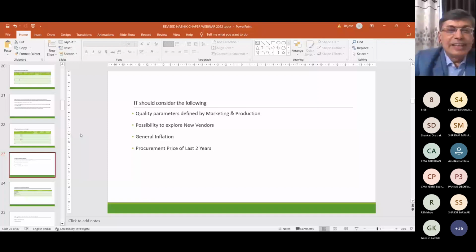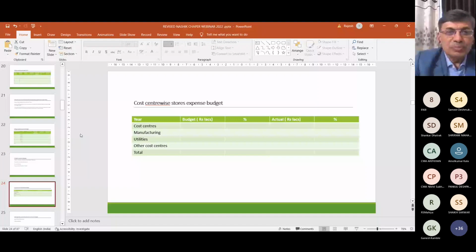Then comes the fixed expense part for the company. Here it is a cost center wise stores budget. The stores, meaning the maintenance department, will provide this budget cost center wise for manufacturing, for utilities, and for other cost centers. What are the stores expenses which are likely to be incurred? And against that, what is the actual expenditure which is incurred, so that there are no abnormal variances between the budget and actual.